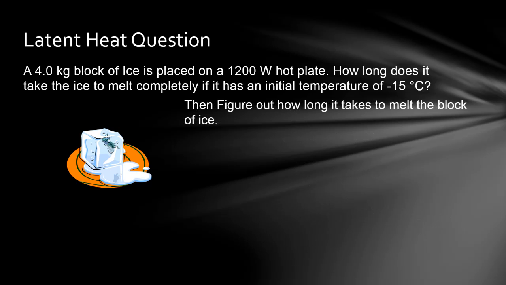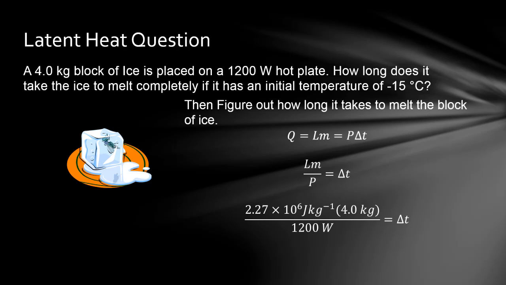We then figure out how long it takes to melt the block of ice. We're going to use the latent heat equation and solve for the energy, which once again is also equal to the power times the time. Using algebra and rearranging, solving for the time period, substituting our numbers in, and then solving, we get that the time it takes for the entire 4 kilograms of ice to melt is 7,600 seconds, or 126 minutes.